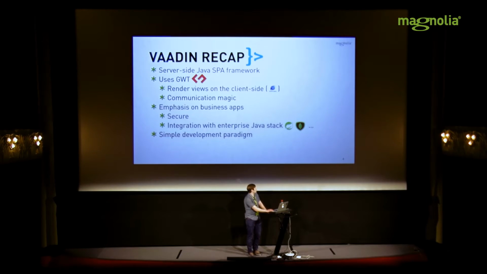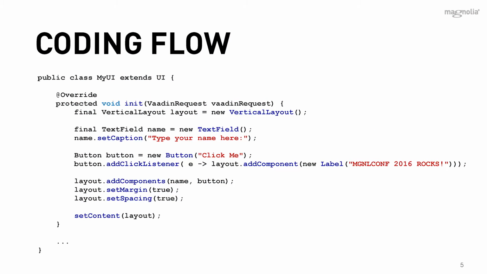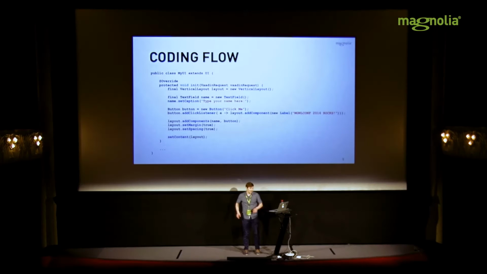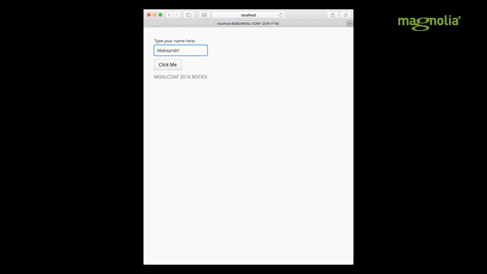But the killer feature is Vaadin's really simple coding flow, like you see on the screen, where we have practically something identical to a desktop application, but it's actually a web application, and here's the result in the browser. So we have a layout with a couple of components, like a button and a text field, and some interaction between them. It's a simple one, but it works, and what you've seen on the previous screen is more or less enough to hack this app together and start playing with it.